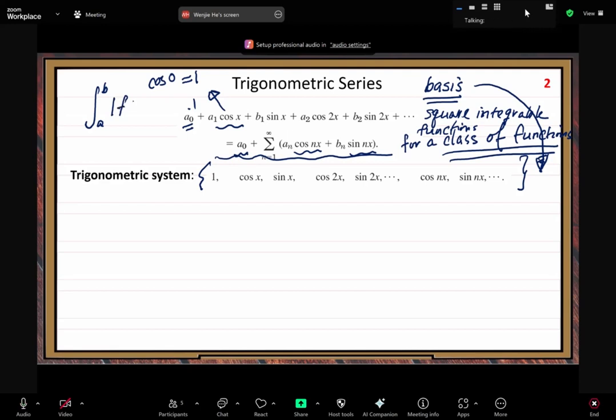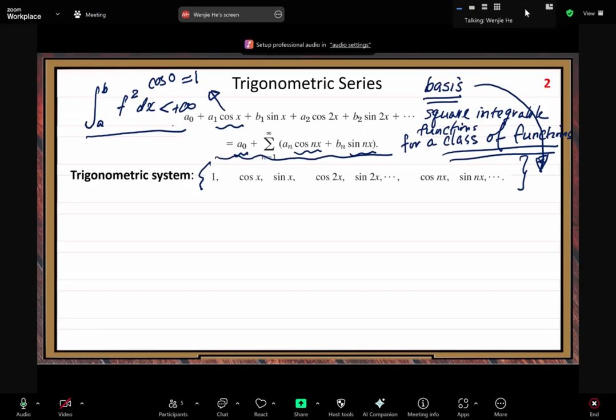For the f function, you square it. For complex values, you need to take the square, but if we just use real function values, we don't need an absolute value. We take the square, and if the integral is less than infinity, this we call square integrable.